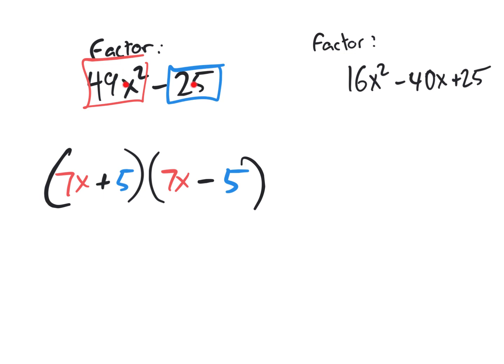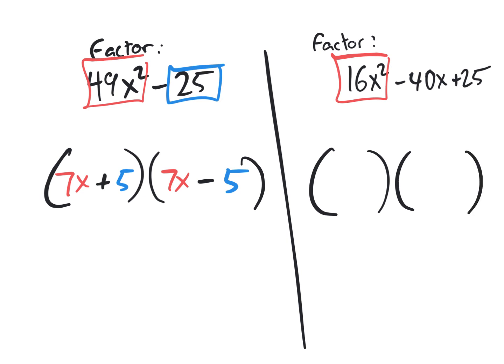This is a perfect square quadratic binomial. This one over here might be a perfect square quadratic trinomial. You got to square root it, plug it into your factored format, but then you got to double check it, okay? So let's do that. We're going to square root the 16x squared.